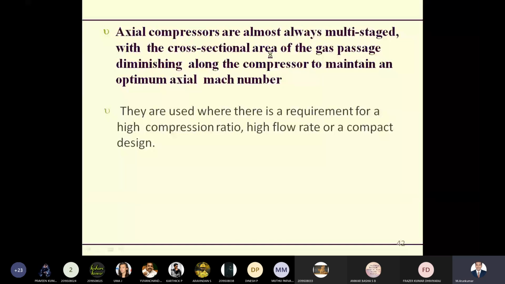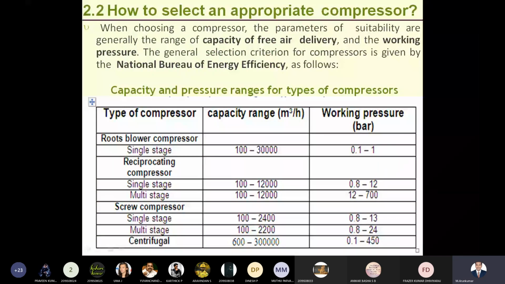Then we have these types of compressors. Then how do we select an appropriate compressor? That is based on the NBEE, the National Bureau of Energy Efficiency. We have some standards. When choosing a compressor, the parameters of suitability are generally the range of the capacity of free air delivery and the working pressure to be considered. The general selection criterion for compressors is given by the NBEE as follows: the types of compressors, then the capacity range and working pressure to be considered. If you want a capacity range of around 100 to 30,000 cubic meters per hour, you can go with the multi-stage or single stage. So you can choose depending upon whatever you want.